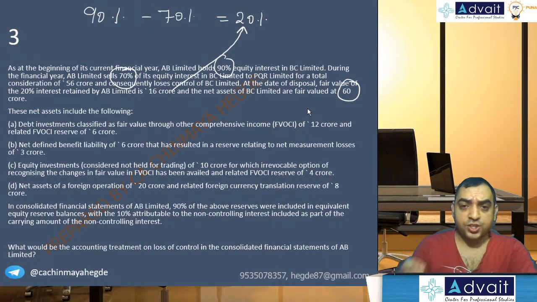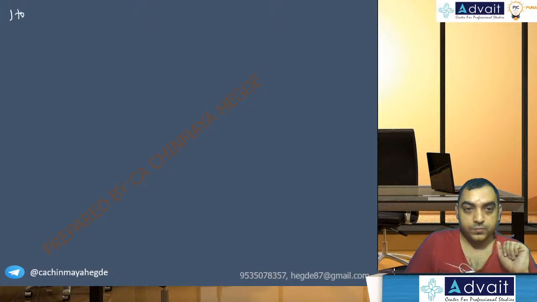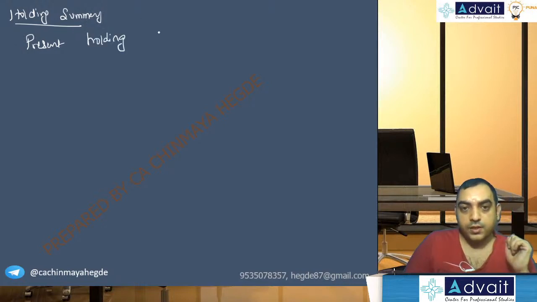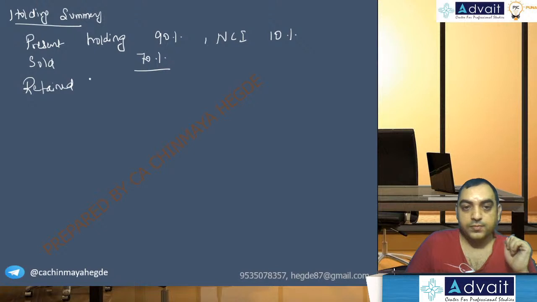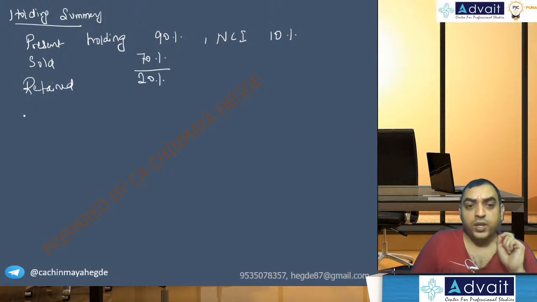Okay, hope you read it. Let us solve it now. First let us do holding summary. Present holding: 90% holding company, and NCI will be remaining 10%. Sold 70%, so retained 20%. So you will receive amount in bank for 70% shares, and you have retained.